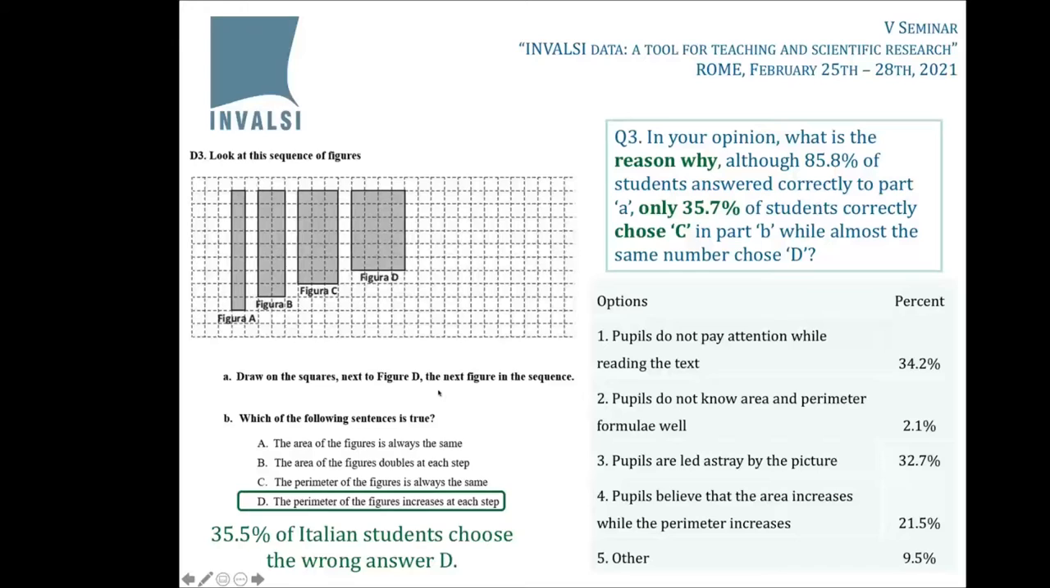And we hypothesized that teachers who choose the second option reduce the idea of perimeter and area to the use of formulas, instead of considering the more general geometric concept involved in the question. It can be seen that only 21.5% of teachers recognize that the reason for students' error is connected with the misconception that areas and perimeters should behave in the same way.